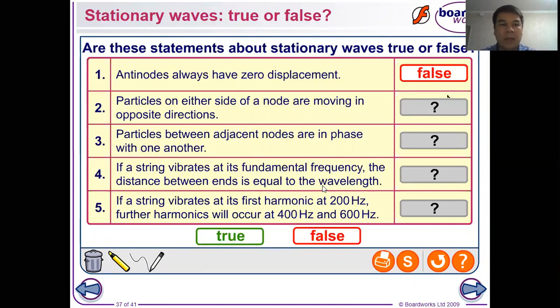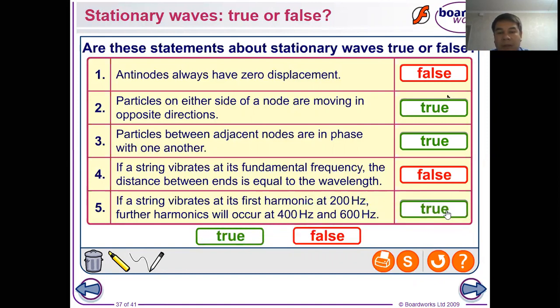Next, particles on either side of a node are moving in opposite directions. For this question, my answer is true. Particles between adjacent nodes are in phase with one another. I don't know which answer you will use, but I will use true. If a string vibrates at its fundamental frequency, the distance between its ends is equal to the wavelength. Here I want to answer false. If a string vibrates at its first harmonic at 200 Hz, further harmonics will occur at 400, 600. For this, I also want to answer true. So my first answer is false, second and third true, fourth false, and fifth true.